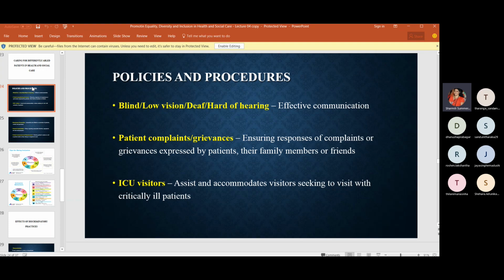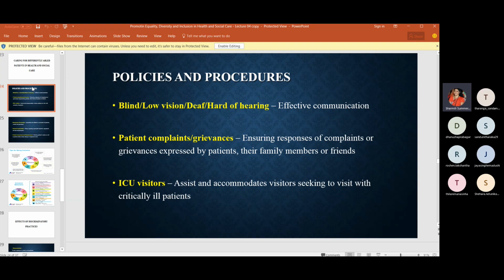Patient complaints or grievances: ensuring responses to complaints or grievances expressed by patients. Most of these patients may have some grievances. Grievances means a kind of rough or rude behavior. They are not actually like that, but the depression and the frustration made them behave like that. So patients may complain.